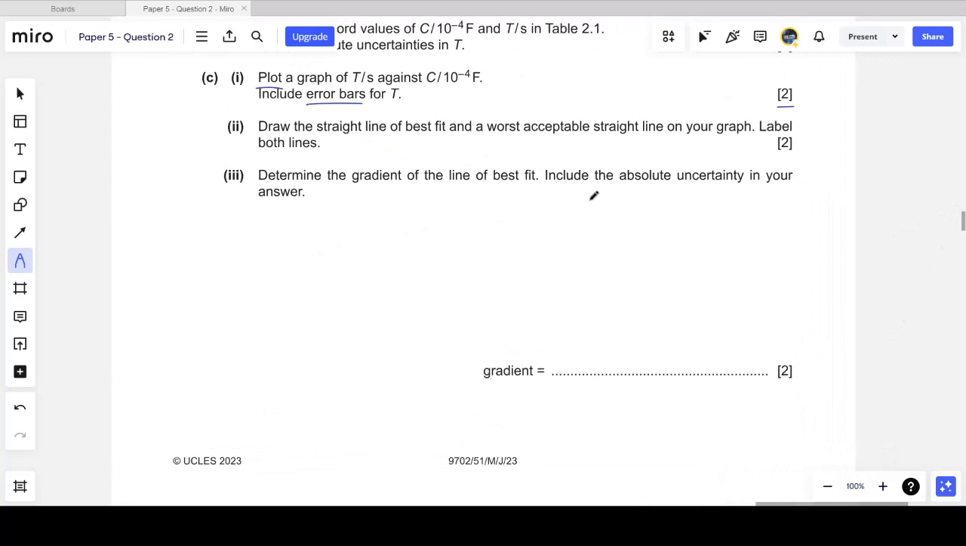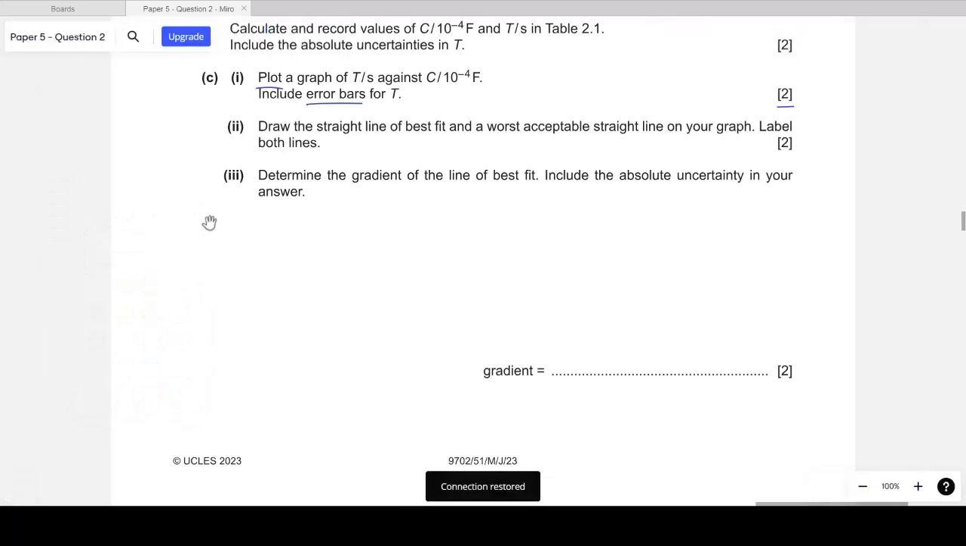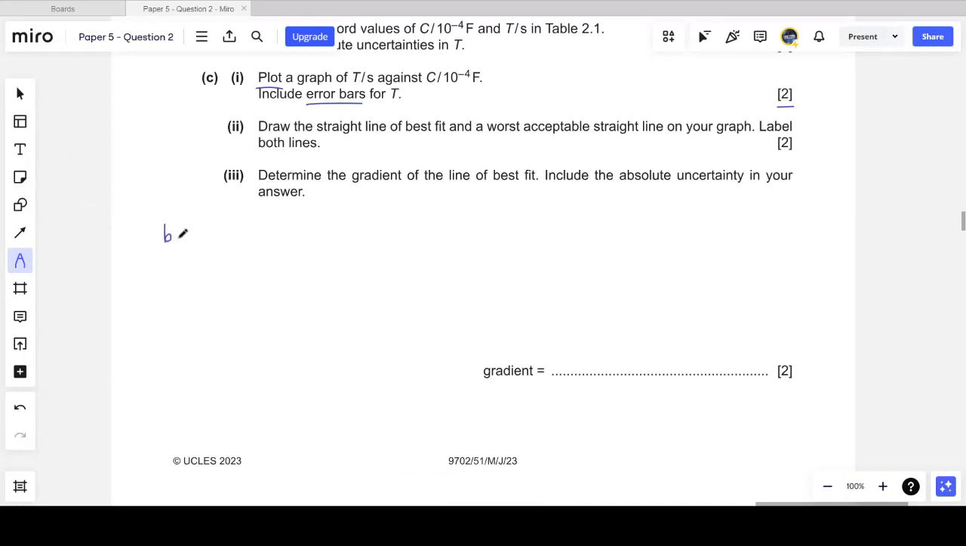Now I'm asked to find the gradient of the line of best fit and include the absolute uncertainty in the answer. So I'm not going to go and show you the points that I actually chose, but I trust in your ability to find gradients of lines. Well, I hope that you have the ability to find gradients, but I always like labeling the work that I'm doing. So I'm going to say best fit gradient equals, so we know what we're talking about when we're doing calculations, and I've used the points 30 minus 22. Remember, gradient is delta y by delta x, so I've taken two of the points on the y-axis, subtracted them, then taken the two corresponding x coordinates and subtracted them to find the gradient.